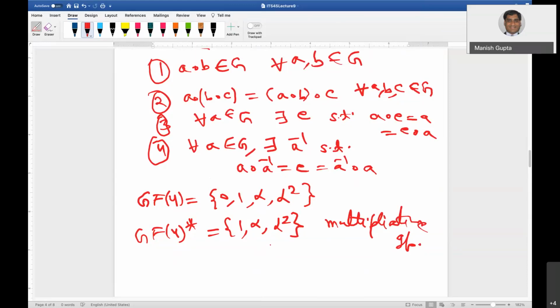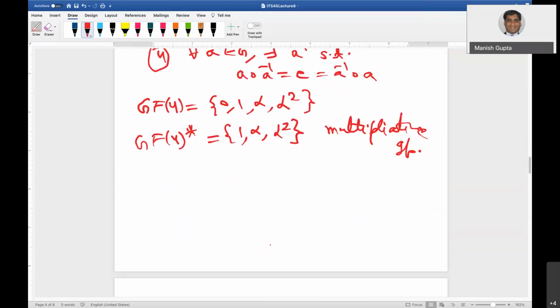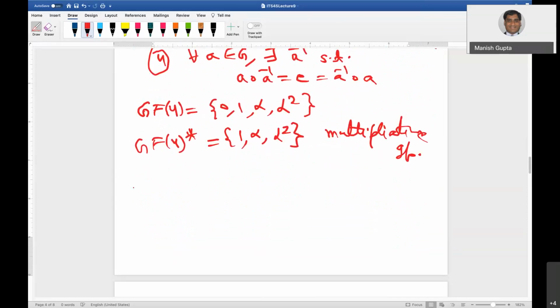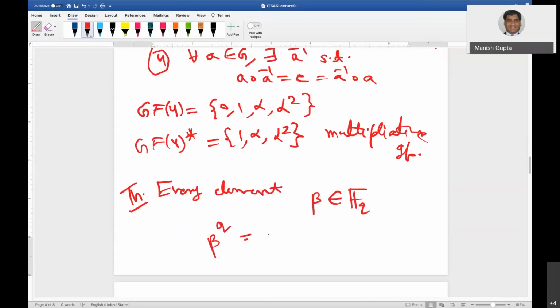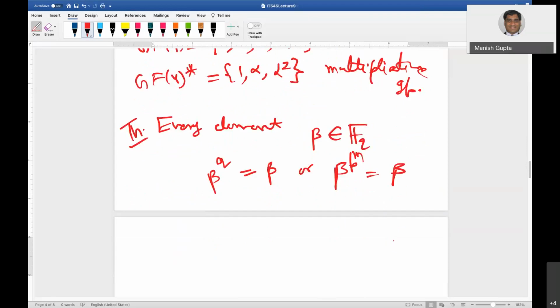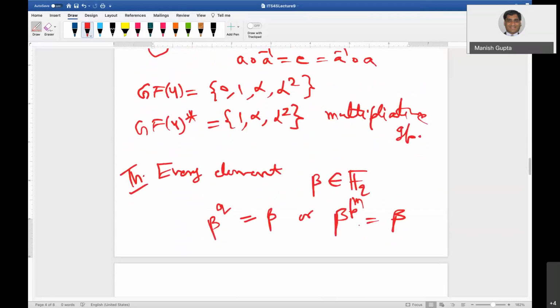Okay. So now the next property that I would like to mention is, again a kind of theorem, that every element beta of FQ, a field with Q number of elements, satisfies the equation beta raised to power Q is equal to beta, or beta raised to power P raised to power M is equal to beta. Every element of any field, like here we have 0, 1, alpha, alpha square, they satisfy this equation.